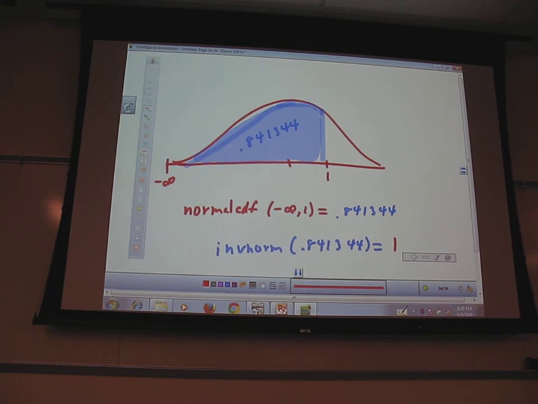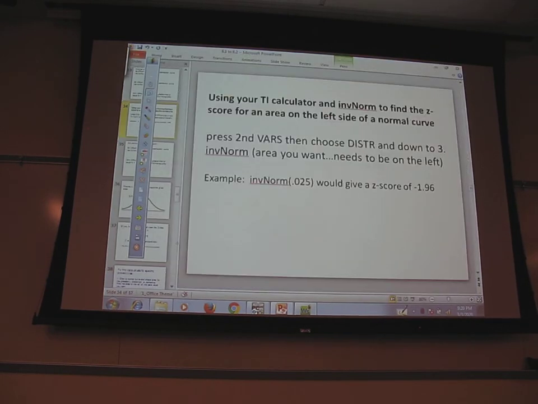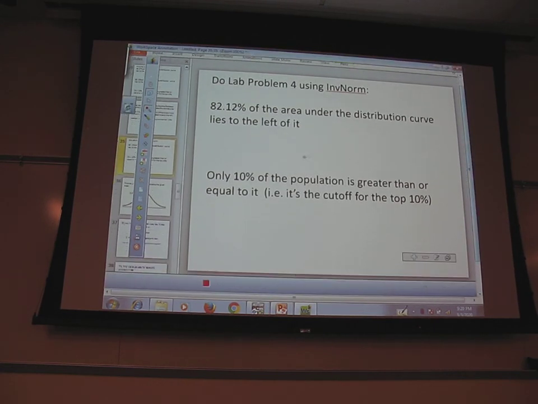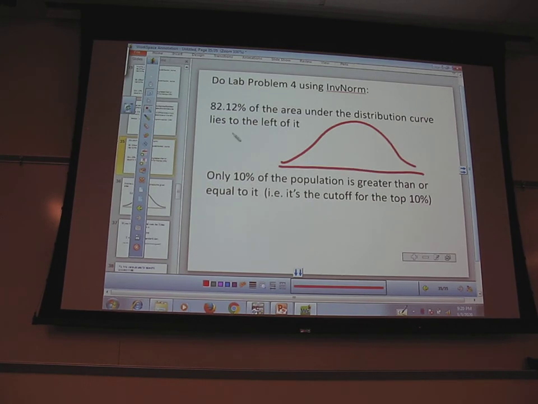So you guys do lab problem 4. Find the area to the left. Here, I'll give you a little picture to help you out. So 82.12% is that on the left side or the right side? Left side of some z-score, and you're trying to find this guy right here, that z-score. That's what you're trying to figure out, what that z-score is.